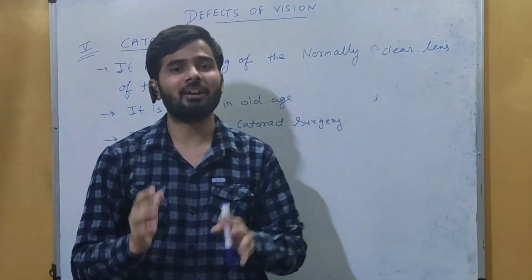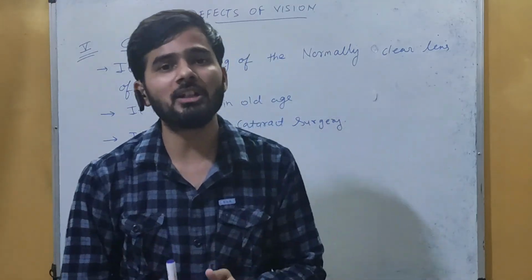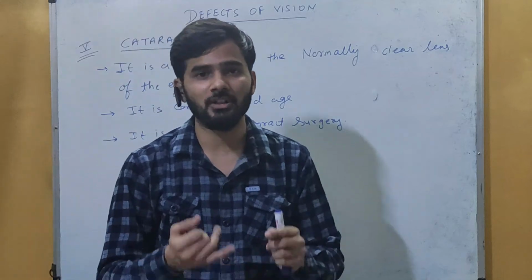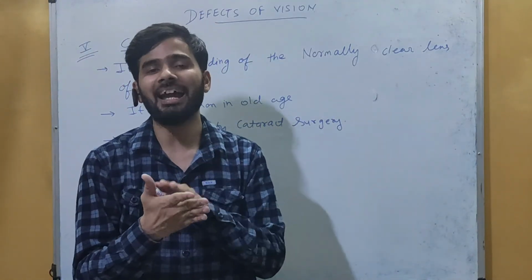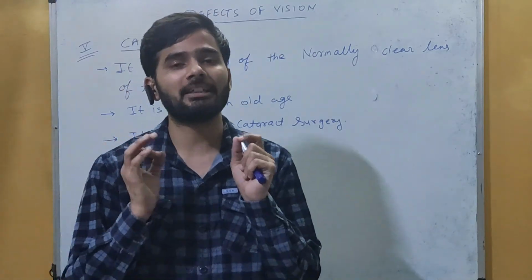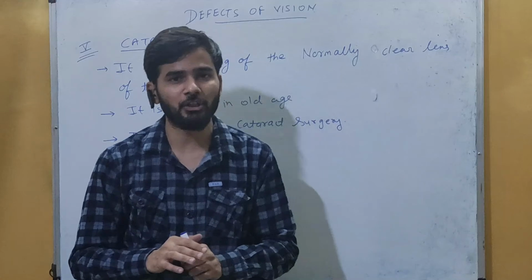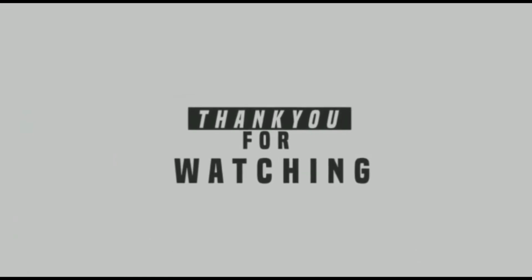So here we have studied three other different types of defects of vision. In total, we have 5 different defects of vision: myopia, hypermetropia, presbyopia, astigmatism, and cataract. Generally, myopia and hypermetropia are very, very important from the exam point of view. So this is all about the defects of vision.